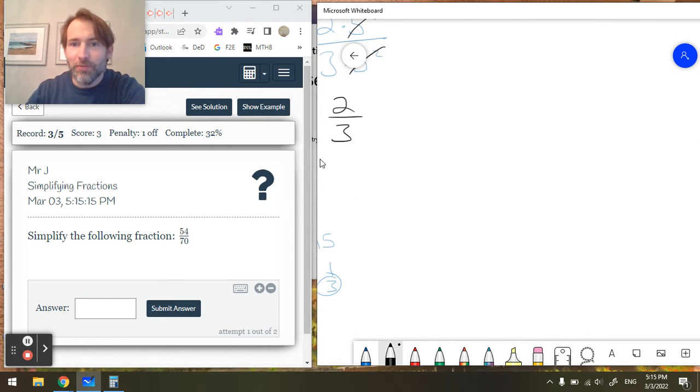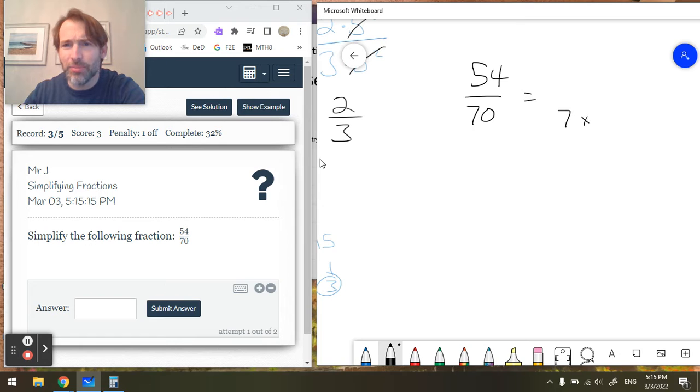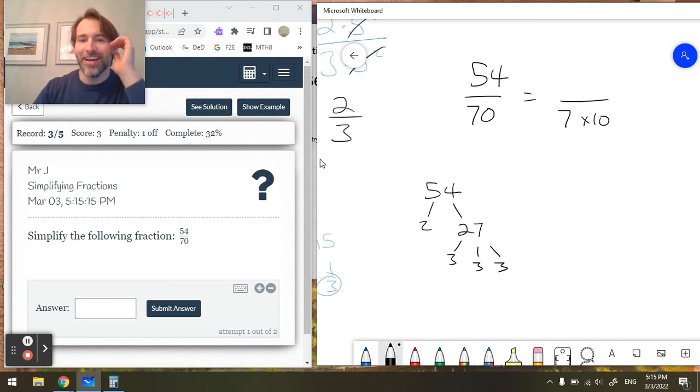All right, so 54 over 70. Copy it down. I want to find a new way to write both of those. So maybe I say, well, this is 7 times 10. All right, I don't see a factor of 10 in there, but there is a factor 2, and it's 7 times 8, is it not? 54 divided by 2 is equal to 27. It's not. And then this is 3 times 3 times 3. Right? So this is actually 2 times 27, or 6 times 9.